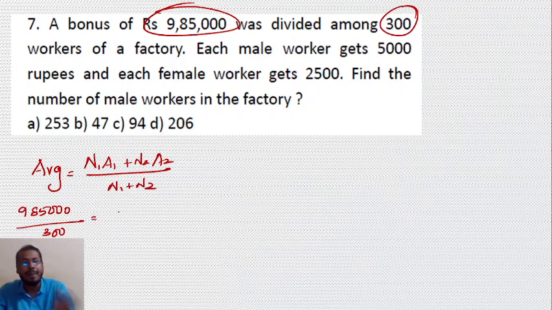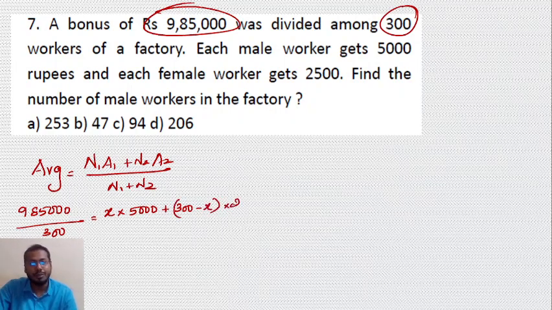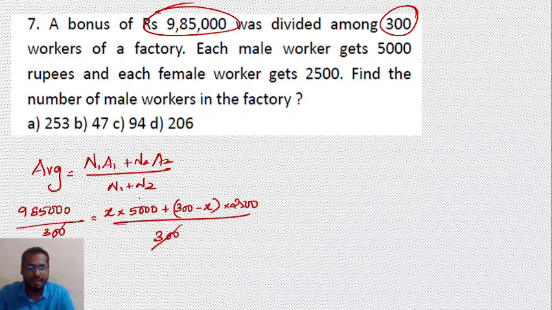N1, number of male is not given. Let's take X. Okay, average is 5,000 plus N2. Female also I don't know, but total there are 300 people. Out of 300, X is men means the remaining persons will be female, into 2,500, over the number of persons is 300. Okay, cancel these numbers and solve it, you will get the right answer. This is one way of getting the answer using the average formula.